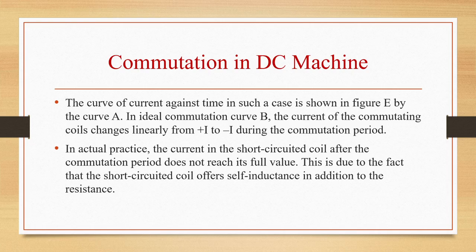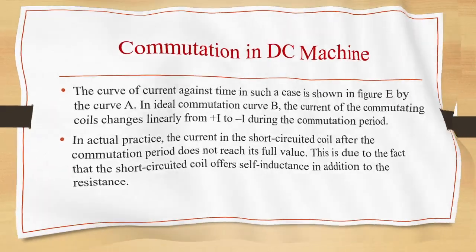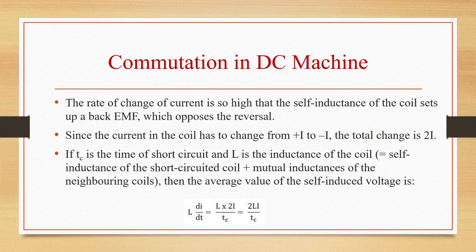In ideal commutation, curve B, the current of the commutating coil changes linearly from plus I to minus I during the commutation period. And in actual practice, the current in the short-circuited coil after the commutation period does not reach its full value. This is due to the fact that the short-circuited coil offers self-inductance in addition to the resistance. The rate of change of current is so high that the self-inductance of the coil sets up a back EMF which opposes the reversal.